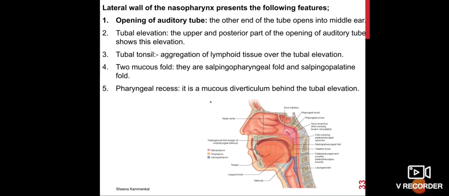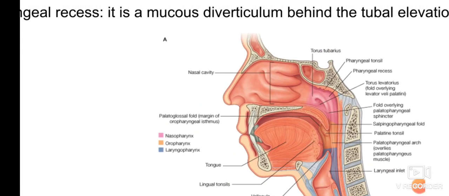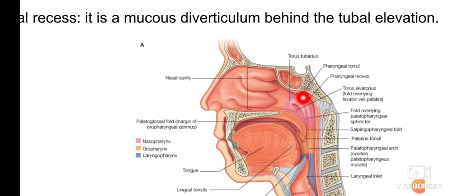form the salpingo-palatine fold and the salpingo-pharyngeal fold respectively, because salpinx means tube. Here the tube is the auditory tube, and the fold extending from the auditory tube to the soft palate is the salpingo-palatine fold, and the fold extending from the tube into the pharyngeal wall is the salpingo-pharyngeal fold. Now we can see a collection of lymphatic follicles just above the tubal elevation, which is called the tubal tonsil.